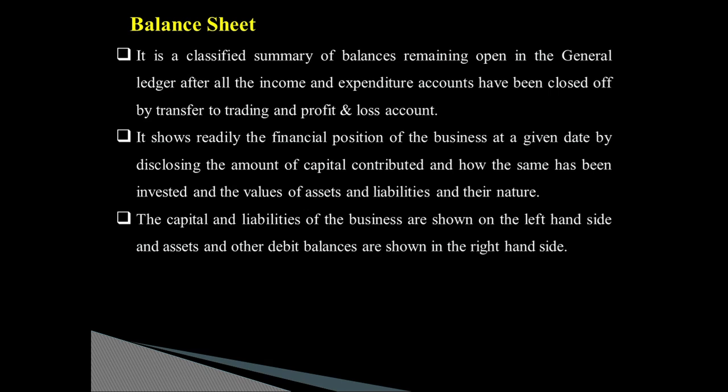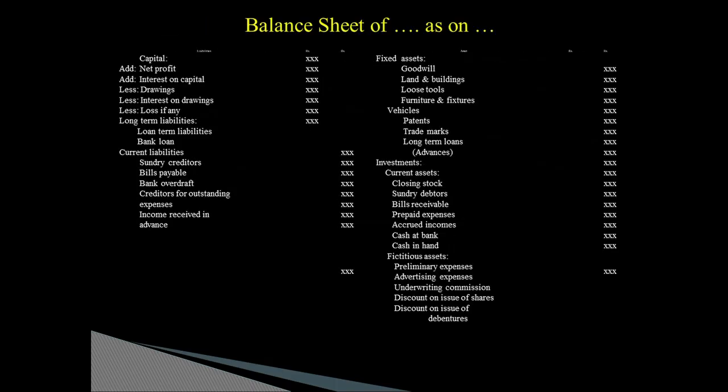Next, what do you mean by balance sheet? The balance sheet is a statement which shows the financial position of the business. It has two sides, that is, the liability side and the asset side. On the liability side of the balance sheet, we show the capital and the liabilities due by the business. On the asset side of the balance sheet, we show the assets which are owned by the business.